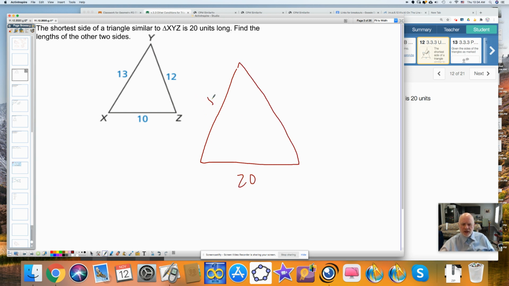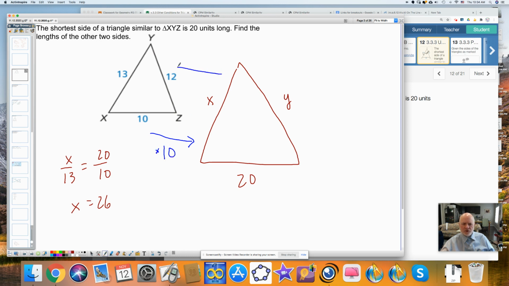And I could call this x and y and set up a proportion. If I were to do a proportion, I would say x is to 13 as 20 is to 10. When I cross multiply, I get x is equal to 26. And the same thing with the y value. Instead of doing this for the y value, what I'm going to do is notice that my scale factor going in this direction is times 10.